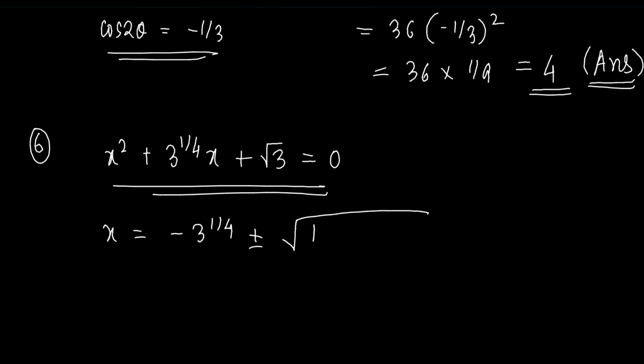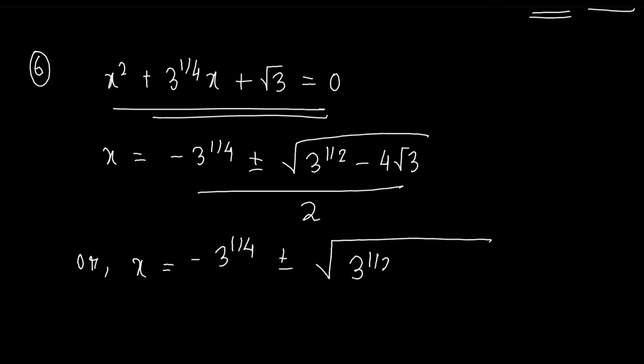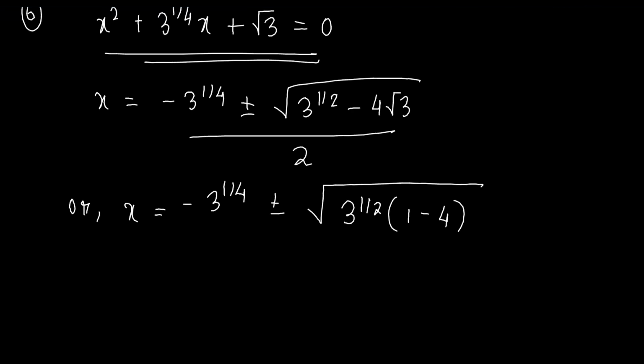B square means we can write that as 3 to the power 1 by 2, since (1 by 4) whole square. So we can cut this. So minus 4 root 3 by 2. Okay. Now from this you see carefully, very interesting thing. Now if from this we take 3 to the power 1 by 2 common, so 1 minus 4 this one.